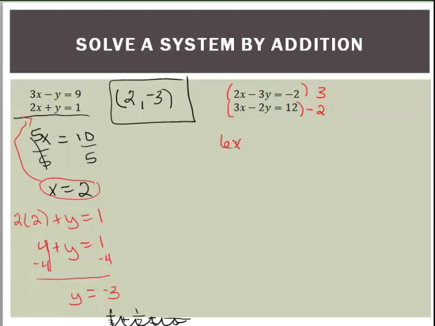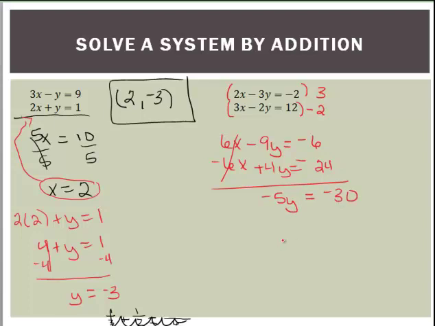So 3 times 2x, 3 times negative 3y, and 3 times negative 2, and then we have negative 2 times 3x, negative 2 times negative 2y, and negative 2 times 12. Now this is 0. Negative 9 plus 4 is negative 5. And negative 6 and negative 24 is negative 30. Divide by negative 5, and you end up with y is equal to 6.